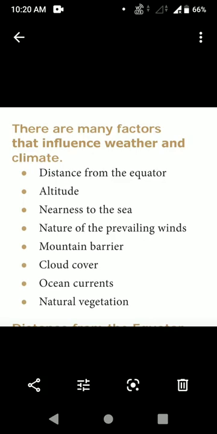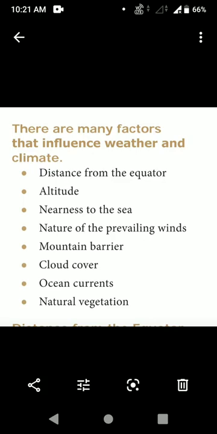So this first one, distance from the equator. What do you know about this distance from the equator? Here, how are the sun's rays falling? Sun's rays fall in two ways: vertical and in a slanting position, slanting or inclined. The sun's rays fall vertically on the equator. So in that equator, how will the temperature be? It will be more. The heat will be more.